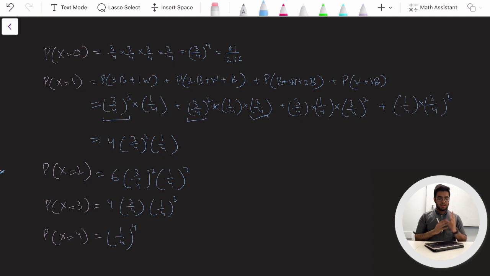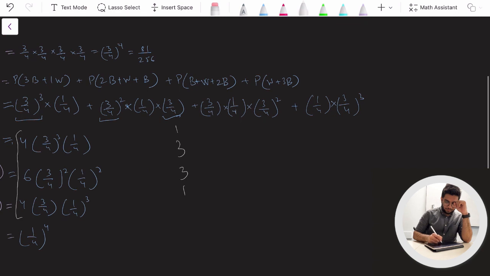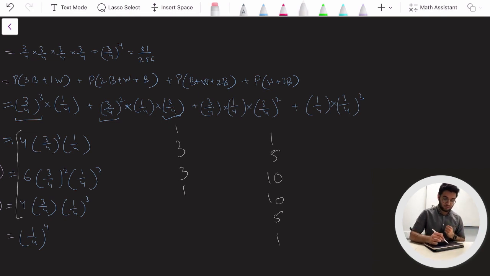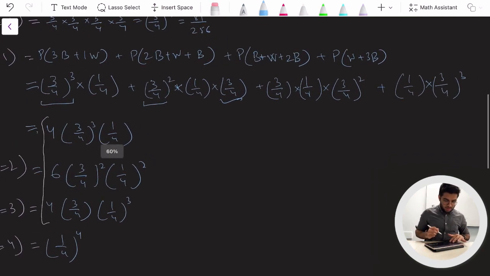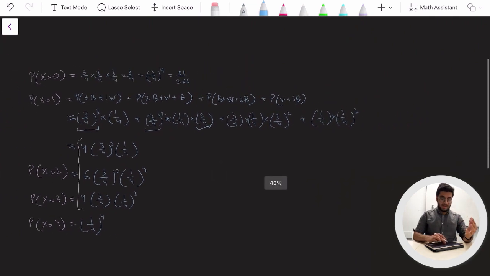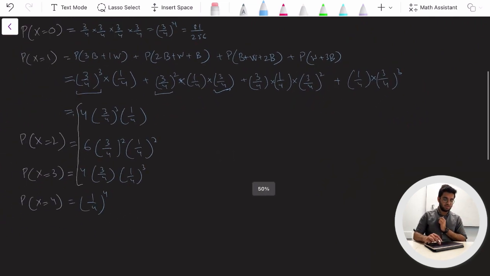Now, here is something important to note. Whenever you see something like 1, 4, 6, 4, 1, or 1, 3, 3, 1, or 1, 5, 10, 10, 5, 1, hopefully this is ringing a lot of bells. It is, in fact, Pascal's triangle. And when you have Pascal's triangle, you have combinations. Great. So it is, in fact, not a coincidence, as usual.